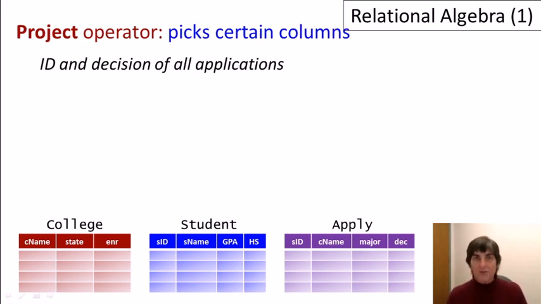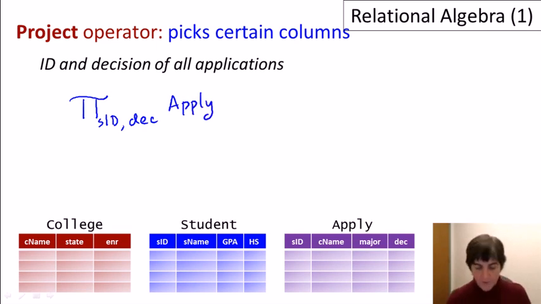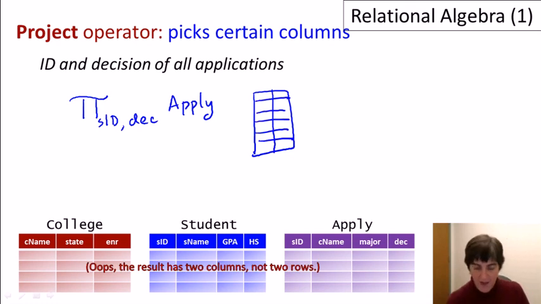Our next operator is the project operator. So the select operator picks certain rows, and the project operator picks certain columns. So let's say we're interested in the applications, but all we wanted to know is the list of IDs and the decisions for those applications. The project operator is written using the Greek pi symbol, and now the subscript is a list of the column names that we would like to extract. So we write student ID and decision, and we apply that to the apply relation again. And now what we'll get back is a relation that has just two columns. It's going to have all the tuples of apply, but it's only going to have the student ID and the decision columns.